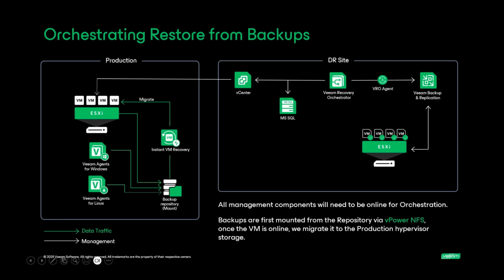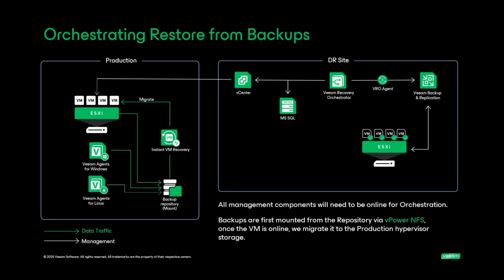And we have the diagram here. On the left side, we have the production site with our physical servers protected by Veeam agents, or our virtual machines protected by VMware. We run some backups there and keep them on the backup repository. When we want to start recovering those VMs using VRO, we start a process through which we create the VMs from the repository. We can use instant VM recovery, which will give us the shortest RTOs, the fastest way to have access to the VMs.